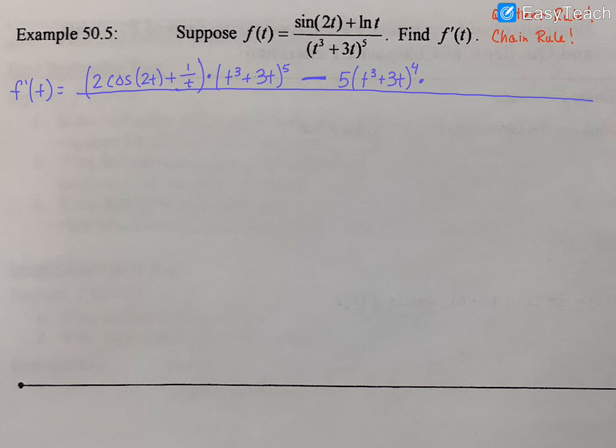times the derivative of that something. So what's the derivative of t cubed plus 3t? And the derivative of t cubed is 3t squared plus the derivative of 3t is 3. So that's the derivative of the denominator times the numerator as is. So times the numerator, which is sine of 2t plus natural log of t. All over denominator squared. So my denominator is t to the third plus 3t raised to the fifth. If something is raised to the fifth and then squared, it's now raised to the 10th.